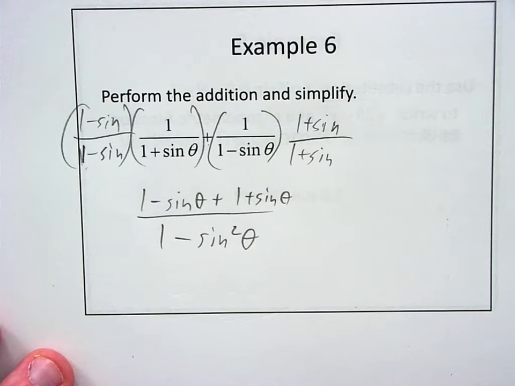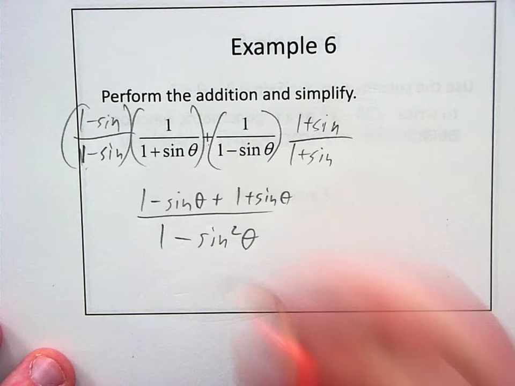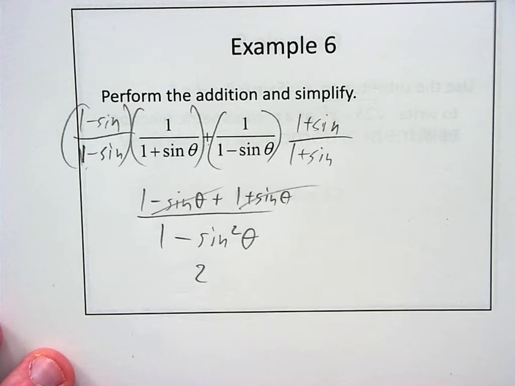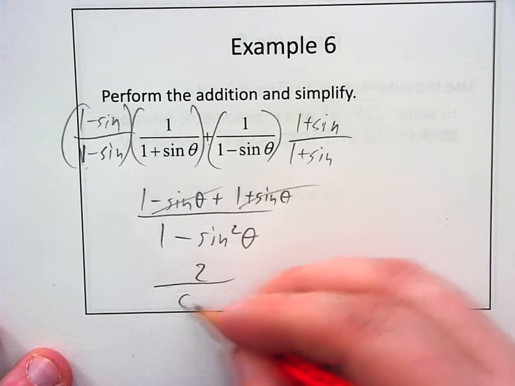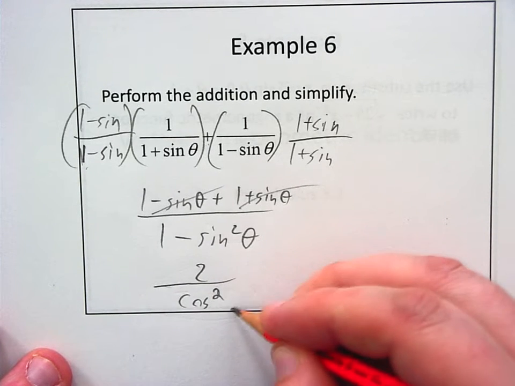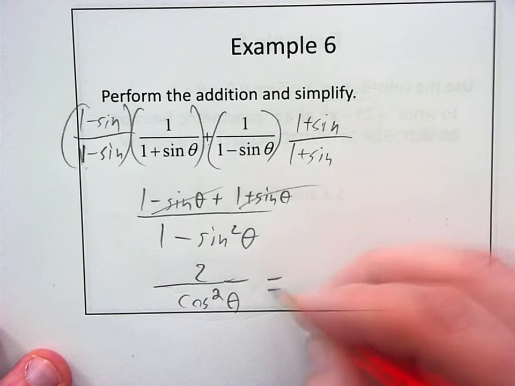From there, what's my numerator going to turn into? 2. Because the negative sine and the sine go away. You get 2 over 1 minus sine squared, but what's 1 minus sine squared? Cosine squared. Now, this is still a fraction, though. I want to try to avoid that if possible.